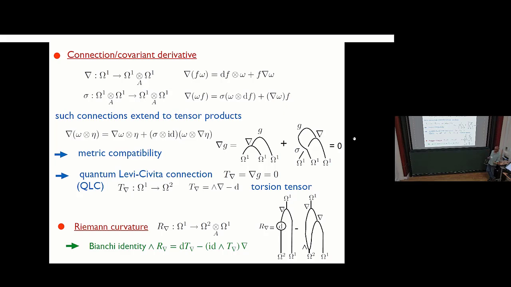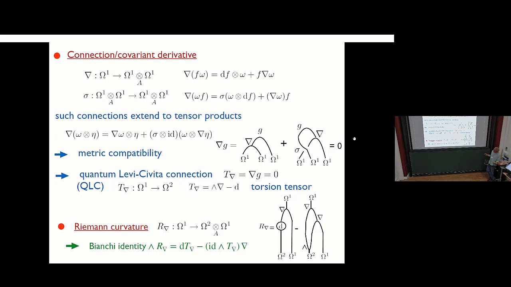We write it like a braiding. So that's our notation. I won't use this diagrammatic notation very much. I just find it clearer to show what's going on. So therefore, with a bimodule connection, we know automatically what is metric compatibility. It's just that nabla g is zero. So that's the beauty of working with bimodule connections.